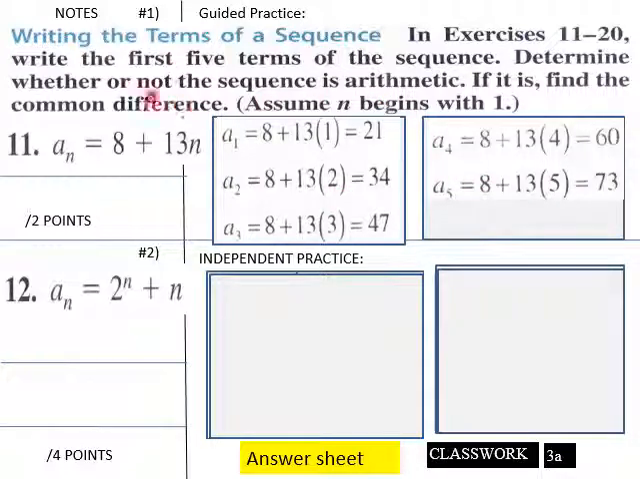And we're supposed to do how many terms? 5 terms, so 4 and 5. Our fifth term would be 8 plus 13 times 5, which would be 73. So our difference here would be 13. The difference between each one of these outputs would be 13.